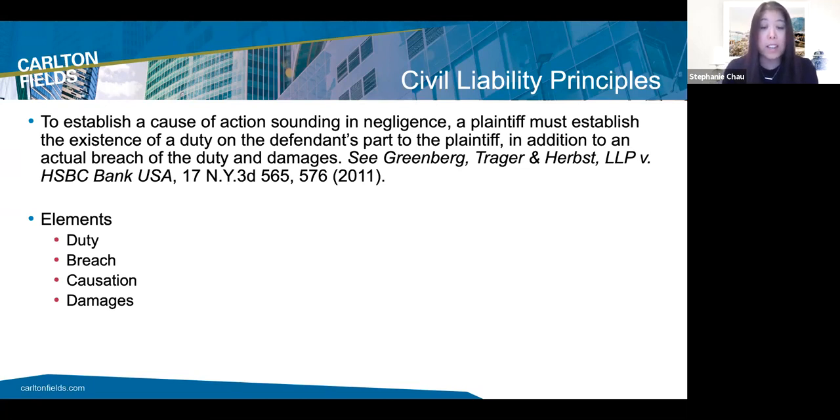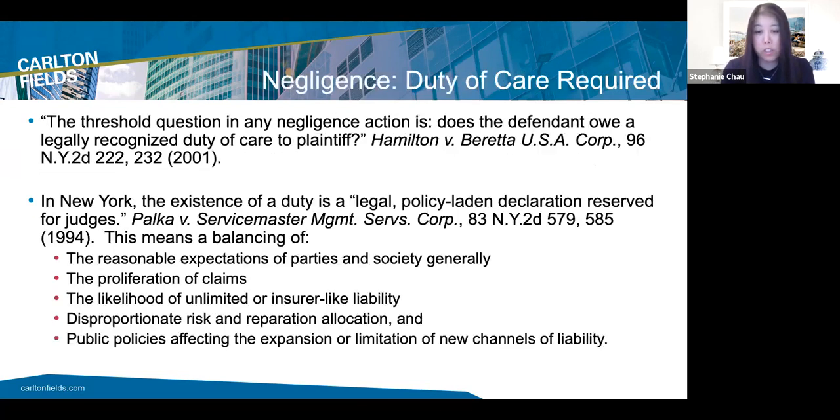Now, I've put up on the slide the elements of what is needed to assert a negligence claim under New York law. Although these are negligence principles that are general in nature and they manifest in most jurisdictions across the United States, as with all these concepts, the law may differ from state to state. So under New York law, in order to prevail on a negligence claim, a plaintiff must show four things: the existence of a duty, breach of that duty, causation, and damages. So on the next slide, I have put up the threshold question in any negligence action, which is whether the defendant owes a duty of care.